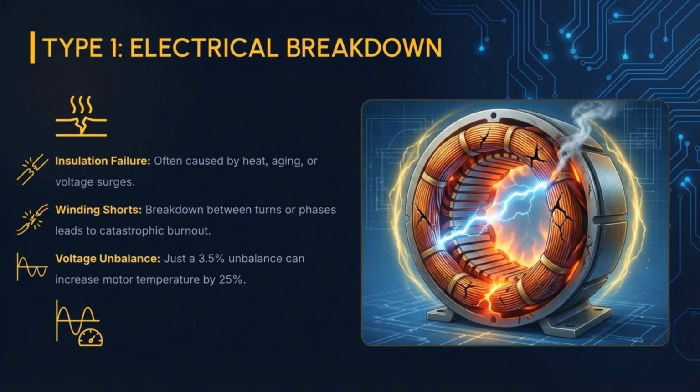Type 1 is the electrical breakdown. This includes insulation failure from heat or voltage surges, and winding shorts that cause catastrophic burnout. Voltage unbalance is another key electrical breakdown. Just a 3.5% unbalance can increase motor temperature by 25%, drastically reducing motor life.